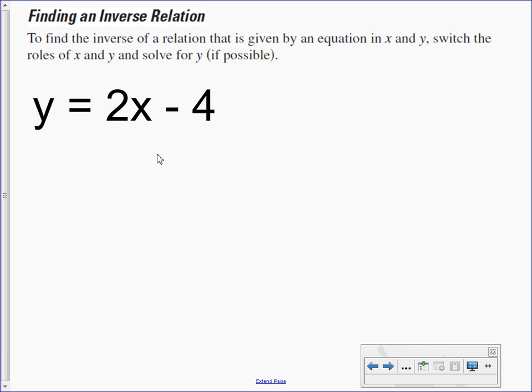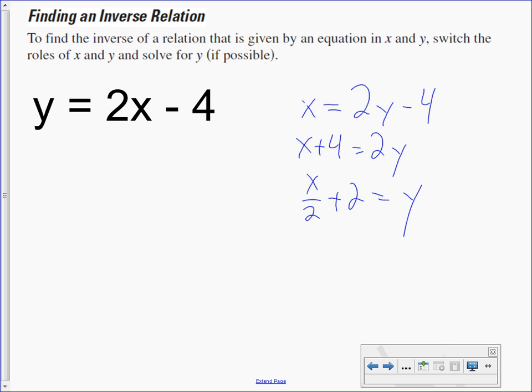So if my original equation is y equals 2x minus 4, the inverse of that equation would be, well, x equals 2y minus 4. See how I just flip-flop the x and y values? Solve that for y. What do you do? Add 4. And divide by 2. There's your inverse. x over 2 plus 2 is y. That's how you find the inverse of an equation.